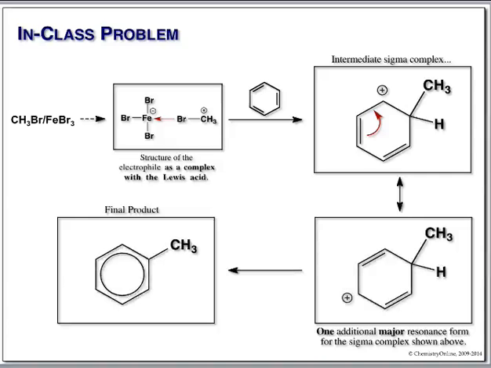The only 2 mechanisms that we've talked about, really, well, I guess 3 mechanisms: 1,2 and 1,4 substitution in a diene, electrophilic aromatic substitution, and nucleophilic aromatic substitution. So we have 3 mechanisms. You will have one of them on your exam. Any questions?